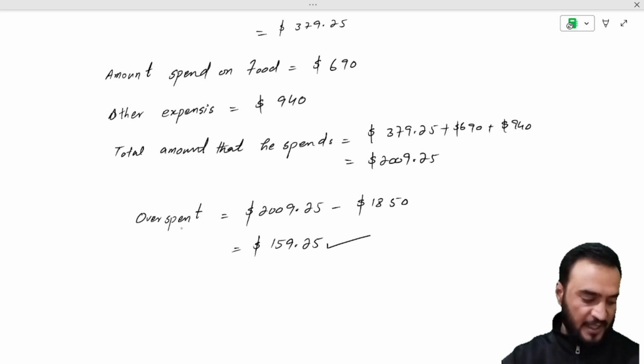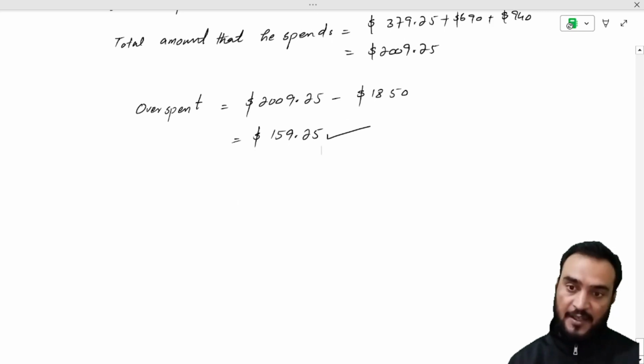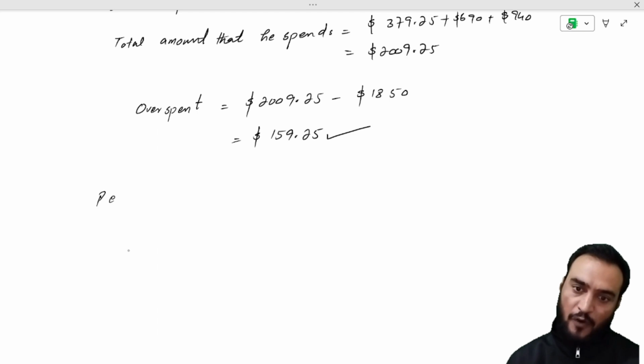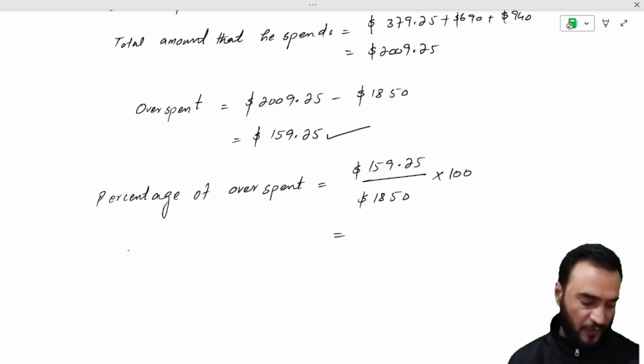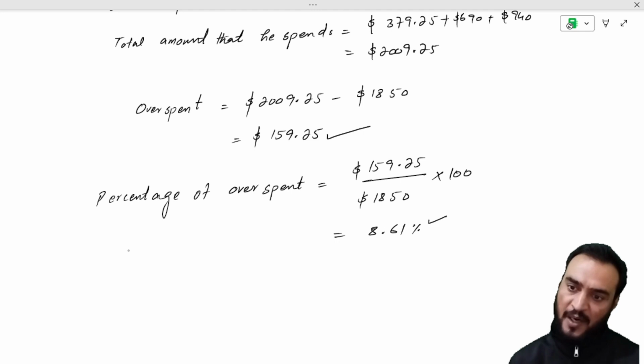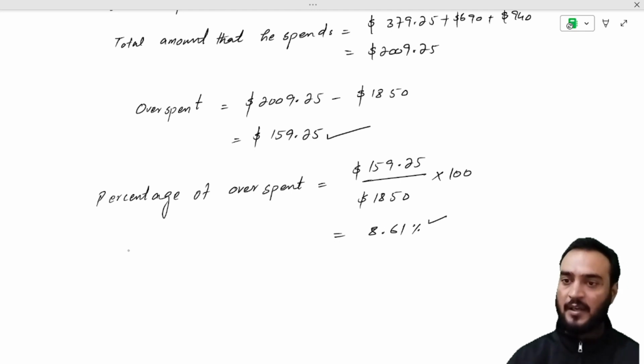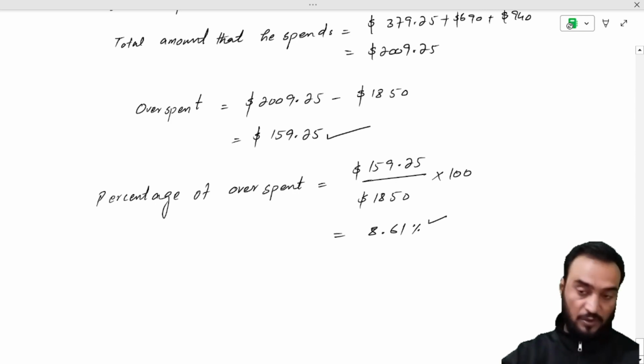Now we have to find the overspent amount as a percentage of his salary. Percentage of overspent is equal to $159.25 divided by his total salary of $1,850 multiplied by 100. After simplifying that, we get 8.61%. It means that he has spent 8.61% more than his monthly salary. So this was question number 12.